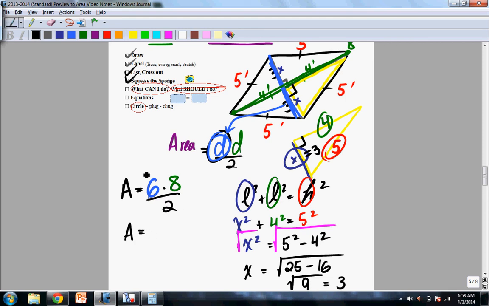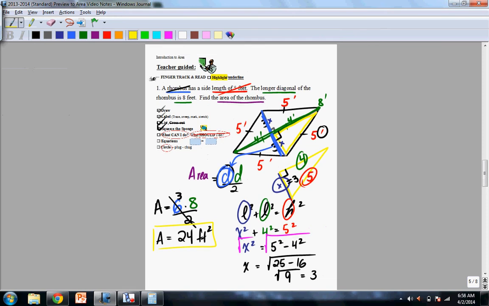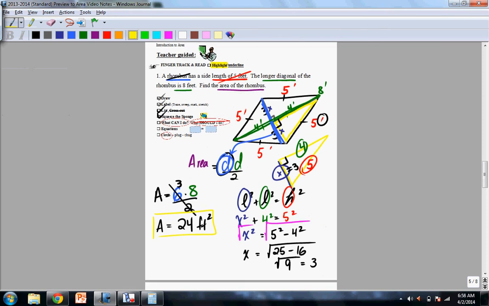The key to multiplying is not multiplying, so I'm going to reduce. You could either reduce the 6 or the 8. It doesn't matter. I'm going to reduce the 6. So 2 goes into 6 3 times. 3 times 8, we have 24. Let's check for units. Our units are feet squared. So take a moment and ask yourself, how did we start this problem? What was the middle? And how did we end?